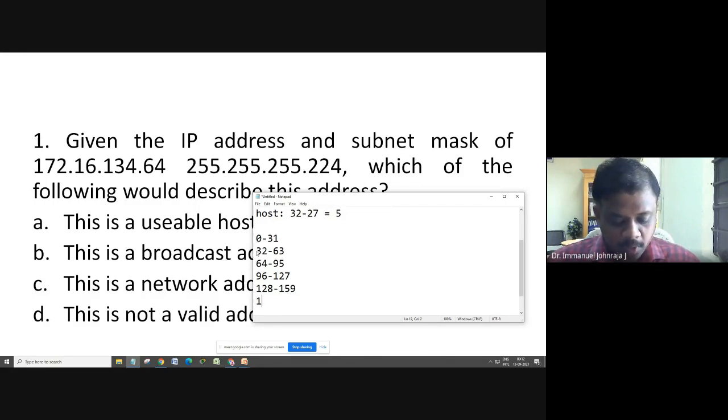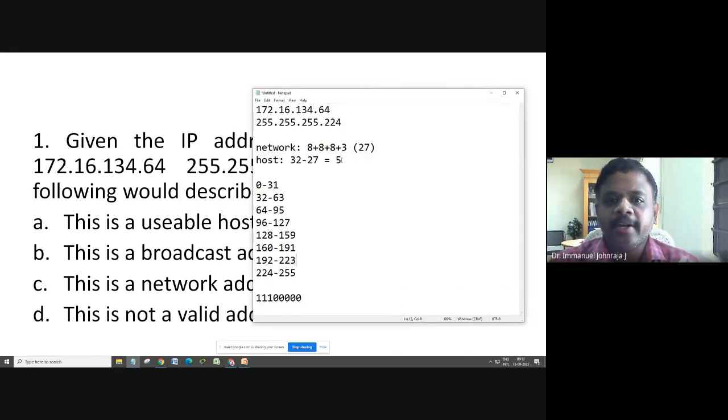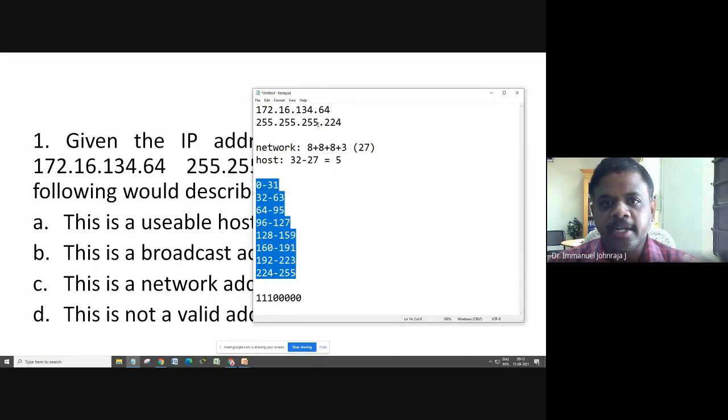All right, so 160 to 191, then 192 to 223, and then 224 to 255. Okay, so these are the 8 range. When you have 5 bits available in the host, this is going to be the range of the last octet in that IP address.